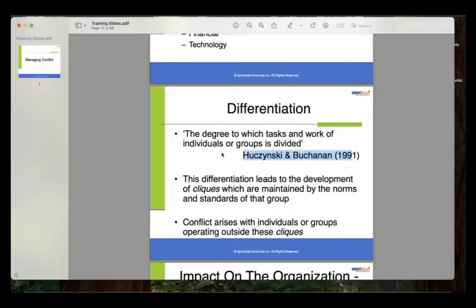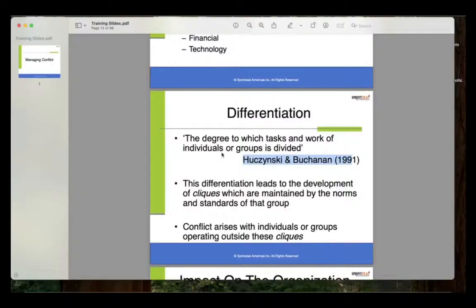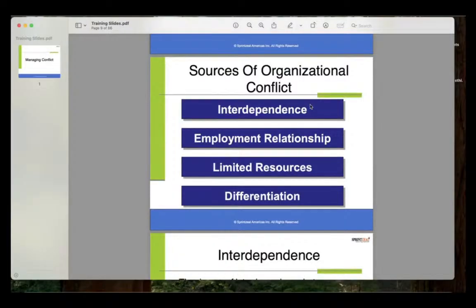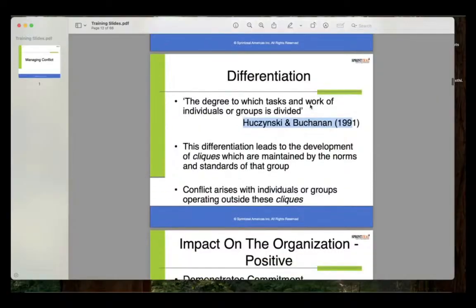This differentiation leads to the development of cliques, which are maintained by the norms and standards of that group. Conflict arises with individuals or groups operating outside. So when they operate outside of the defined groups, individuals, task or work, that is when the conflict arises. So these are the four main sources. Again, I'll reiterate: the interdependence source, the employment relationship, the limited resources, and differentiation. These are the four main sources of organizational conflict.